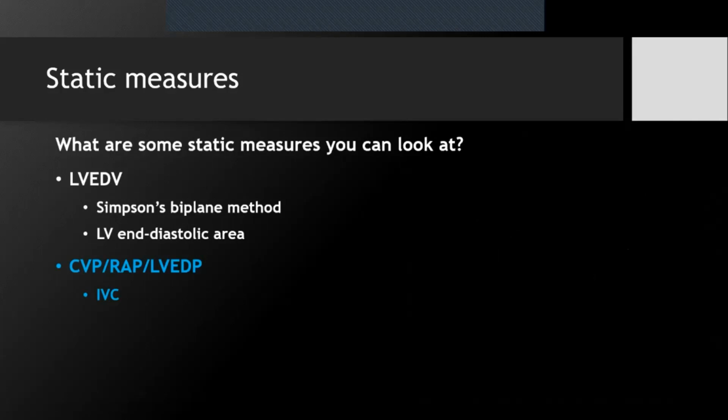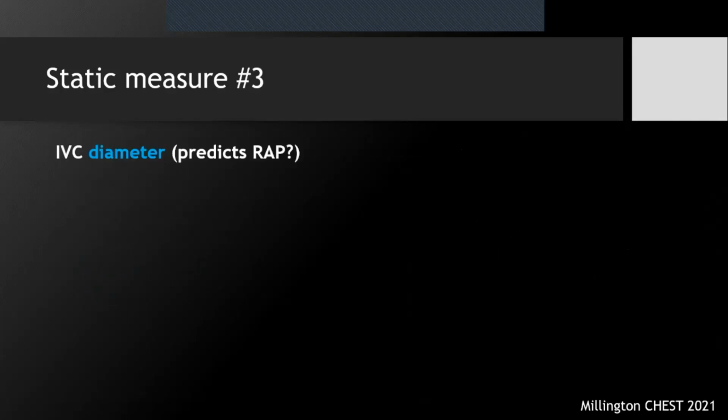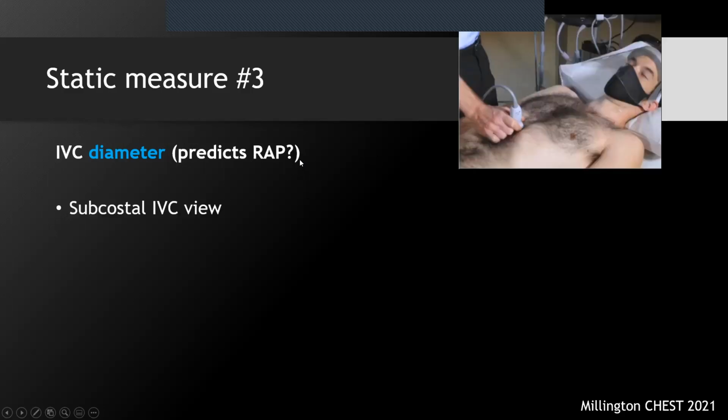And then finally, you can look for CVP, or you can look at the IVC, which sometimes is thought to relate to CVP. Looking at IVC diameter. We're going to get to IVC variability later, but IVC diameter sometimes is also used as a static measure to assess right atrial pressure, and based on that to make assumptions about the Frank-Starling curve and about fluid responsiveness.